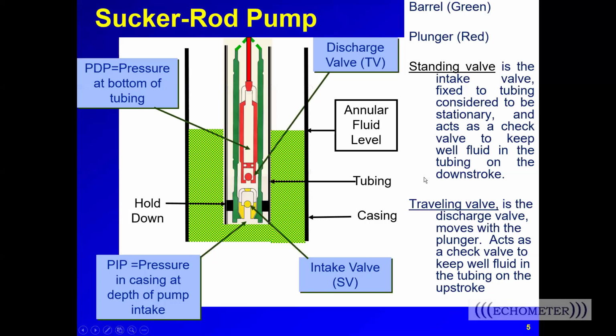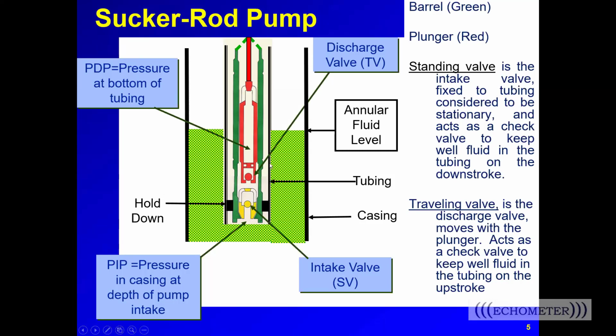So let's define this pump plunger assembly. In the center of the illustration is the pump assembly. The green represents the barrel. The red represents the plunger. This is a hold-down assembly fixed to the tubing.